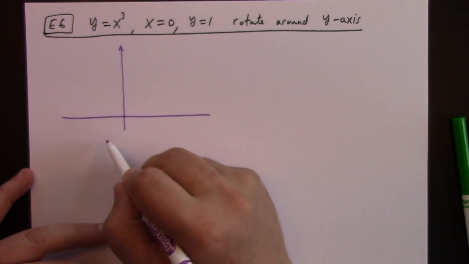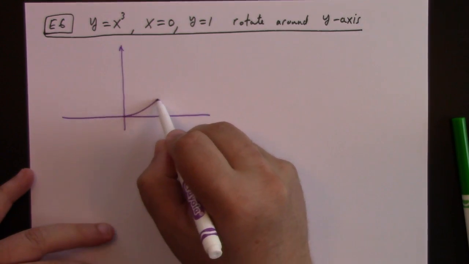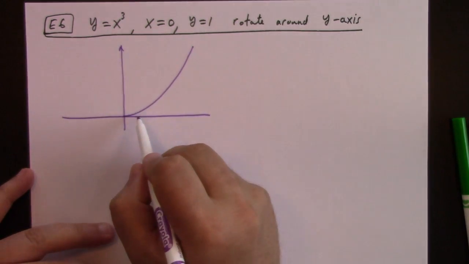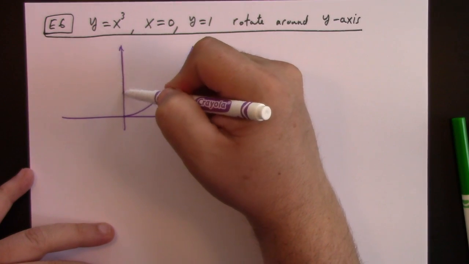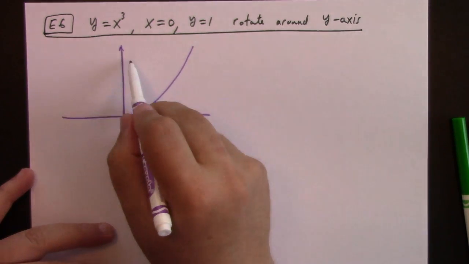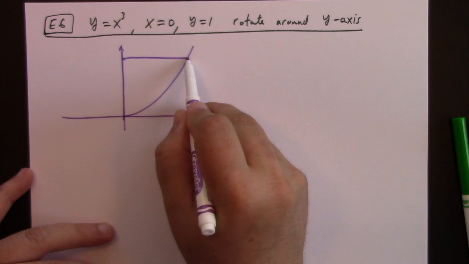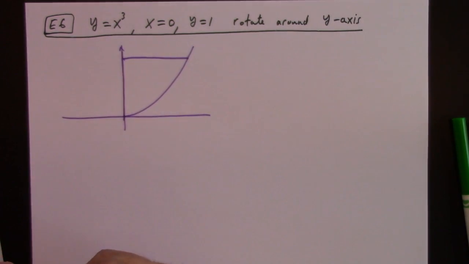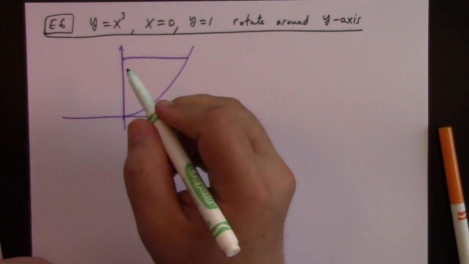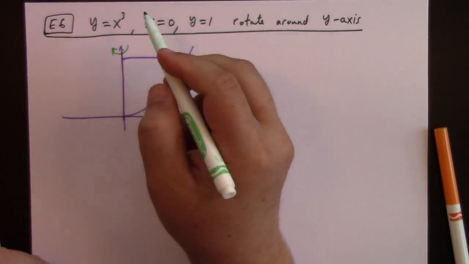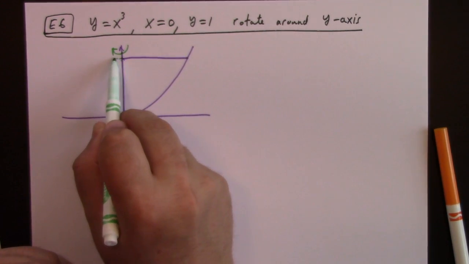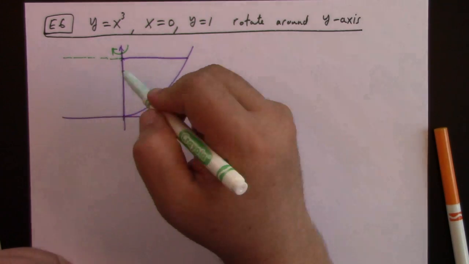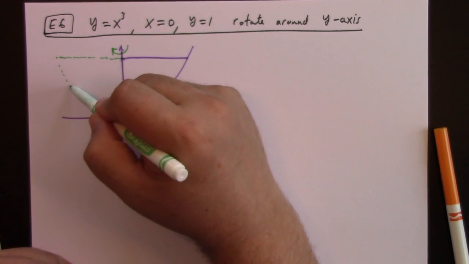X cubed, like that. X equals 0, well, that's this. Y equals 1, that's this, roughly speaking. And then around the y-axis, well, that's not too exciting. See here, like that, right? So basically, when you rotate it, it creates this over here.